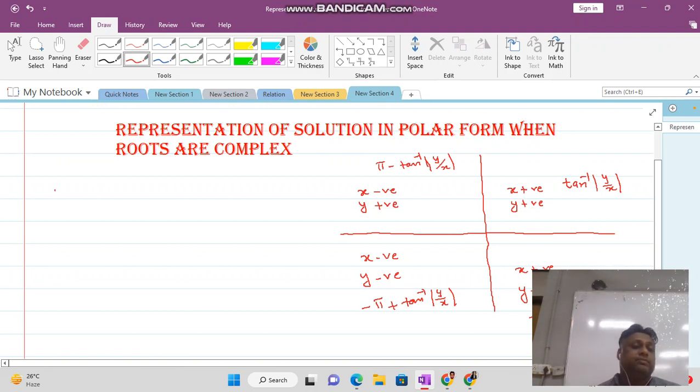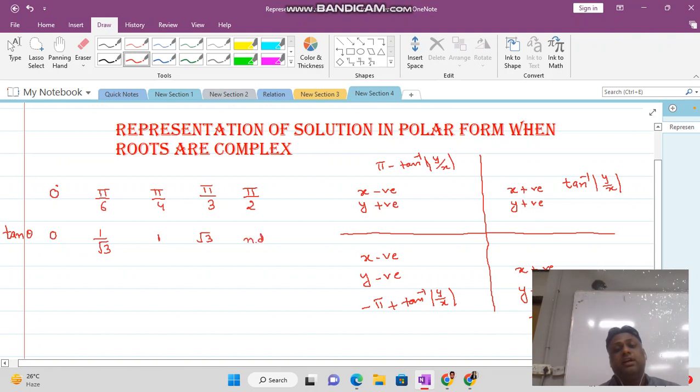Now next, we know that for 0 degree, pi by 6 meaning 30 degree, pi by 4, pi by 3 and then 90 degree, what are the values of tangent of theta? If theta is 0 degree, then the value of tangent is 0. If theta is pi by 6, then tangent is 1 by under root 3, for pi by 4 it is 1, for pi by 3 it is under root 3, and for pi by 2 it is not defined, or you can say it is infinity.